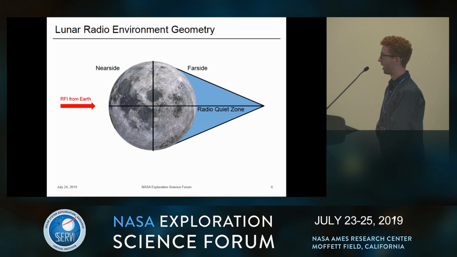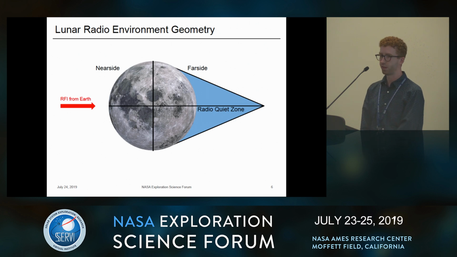And so I'll emphasize that this is different from the geometric cone, which would be behind the moon, just considering the simple geometry of the system because the Earth is larger than the moon. However, because of diffraction, this region will be smaller in size. And so we really want to get a good idea of how large this radio quiet zone is so that we can get an idea of where we could do these experiments.